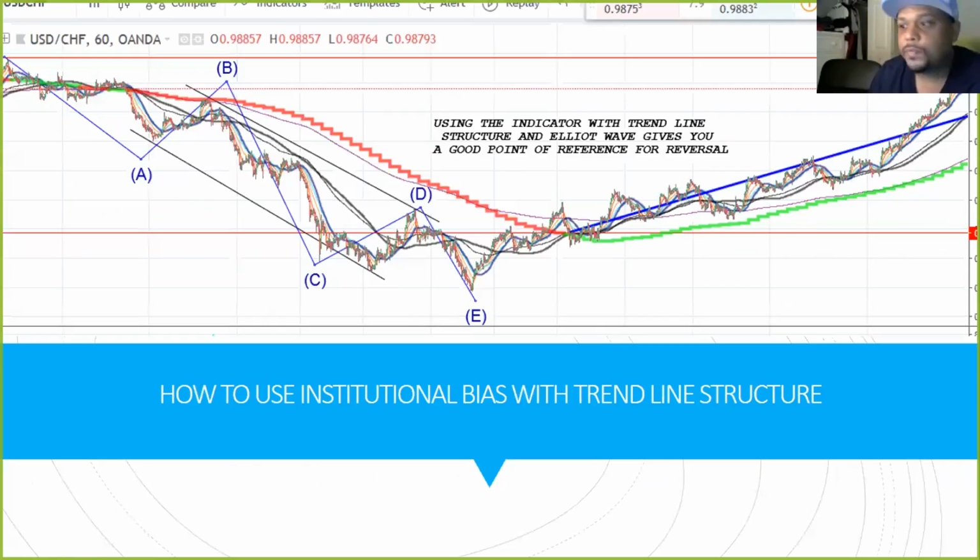All right. So, how to use institutional bias with trend line structures. Again, if you mark up something, this is a bigger structure right here. This is the 1 hour, I believe. Yeah, it's the 1 hour. And you mark up a trend line structure and you get your E leg. Your E leg will be your reference that something is going to happen, after you get a downward trend. So this will be a reference that you use. You can do it on the 4 hour, you get your 4 hour structure, your daily structure.